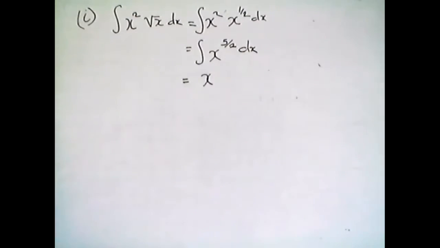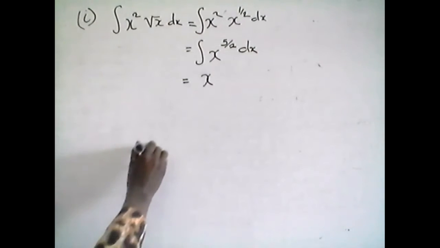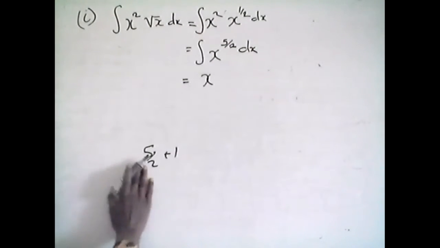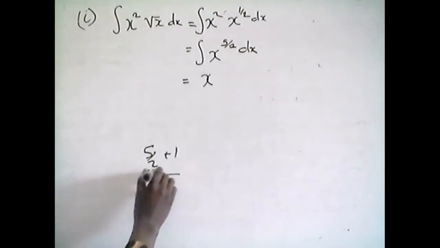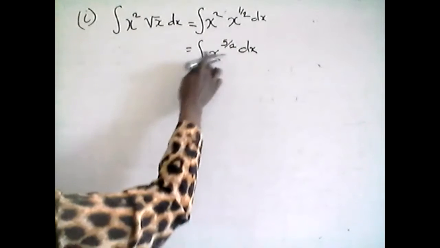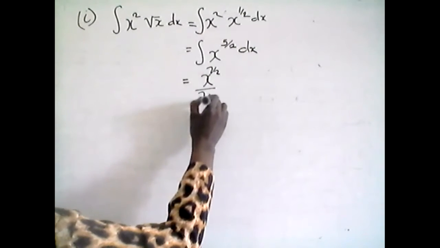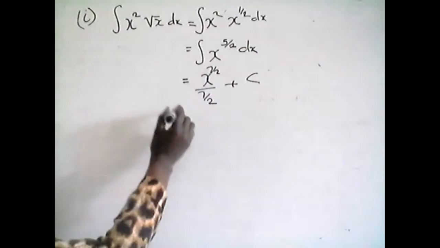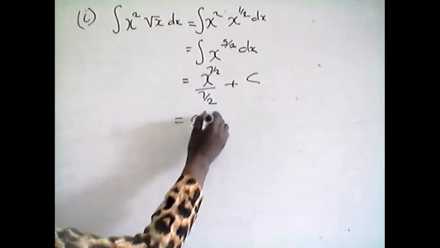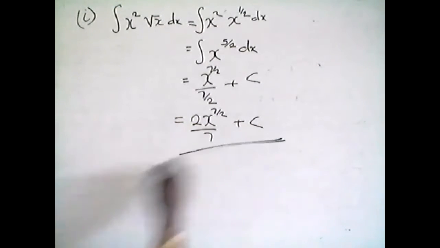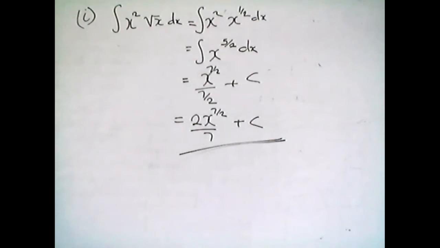This is equal to x to the power... When you integrate, you add 1 to 5/2. What are you going to get? 5/2 plus 1 will be 7/2. 2, 5 plus 2, 7/2. So this will give us 7/2. Remember, what you get here, you also divide by it, plus some constant c. So this is just the same as 2x to the power 7/2 over 7 plus c. That's the answer for that one.